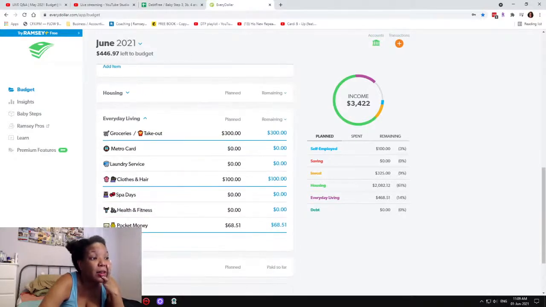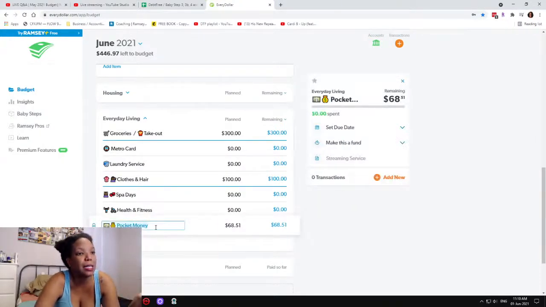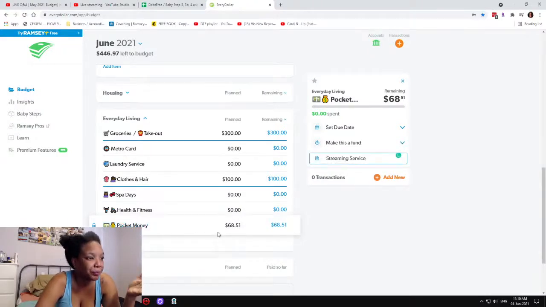So now my lifestyle category is health and fitness, spa days, clothing and hair, laundry services, my Metro card, groceries or takeout, and pocket money. Pocket money for me, sometimes I go to the store and I need snacks. It usually comes out of here. If I get Netflix, it comes out of there. My giving comes out of here because I don't tithe, but I do give, so it comes out of my pocket money category.